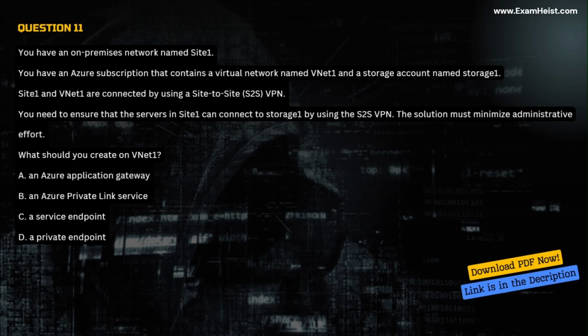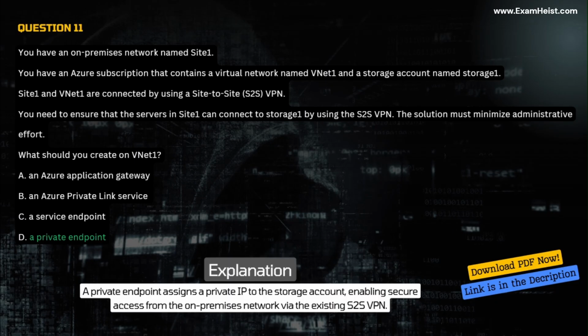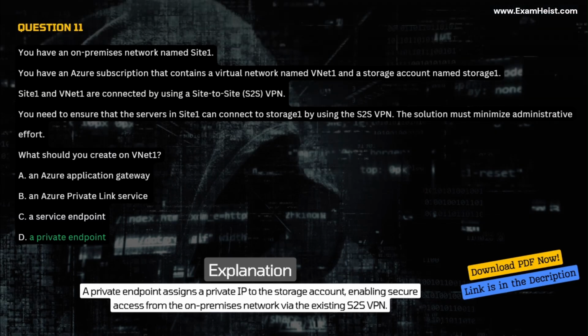A. An Azure Application Gateway. B. An Azure Private Link Service. C. A Service Endpoint. D. A Private Endpoint. Correct answer D. A Private Endpoint. Explanation. A private endpoint assigns a private IP to the storage account, enabling secure access from the on-premises network via the existing S2S VPN.